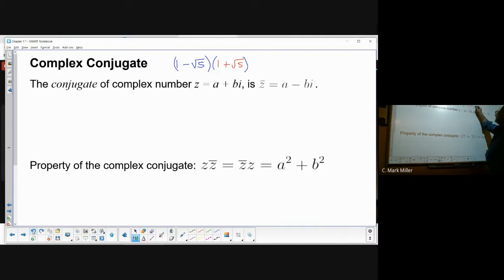When you multiply top and bottom, if you FOIL this out, 1 times 1 is 1. 1 times square root of 5 is plus square root of 5. Minus square root of 5 times 1 is minus square root of 5. And then minus square root of 5 times plus square root of 5 is minus 5. And so you multiplied something like this by the conjugate, and the square roots of 5 canceled.